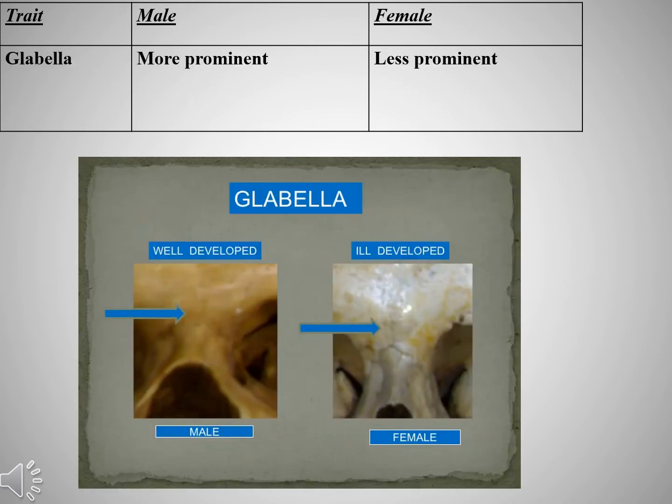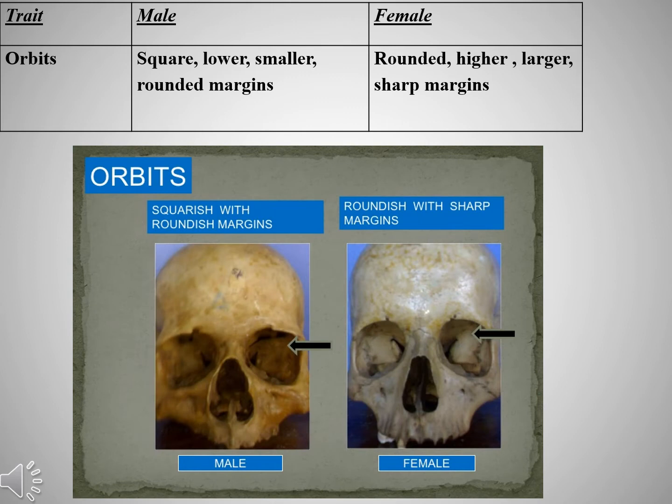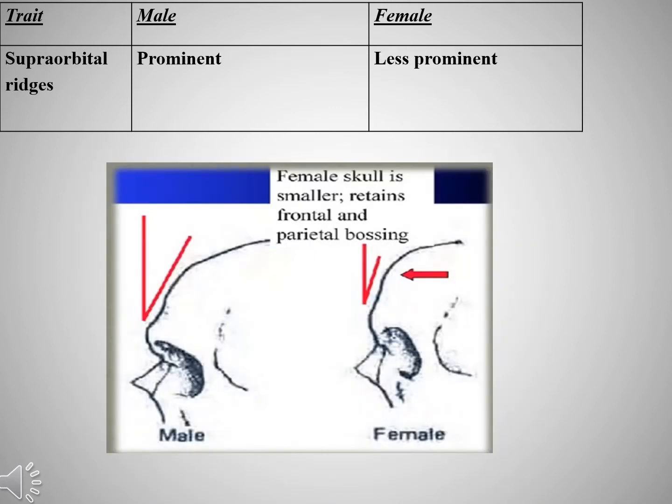Glabella is more prominent in male skull and less prominent in female skull. Orbits in the male skull is square, lower, smaller with rounded margins, whereas in the female skull, the orbits looks rounded and it's in the higher position and larger and has sharp margins. Supraorbital ridges of the male skull is prominent and less prominent in female skull.